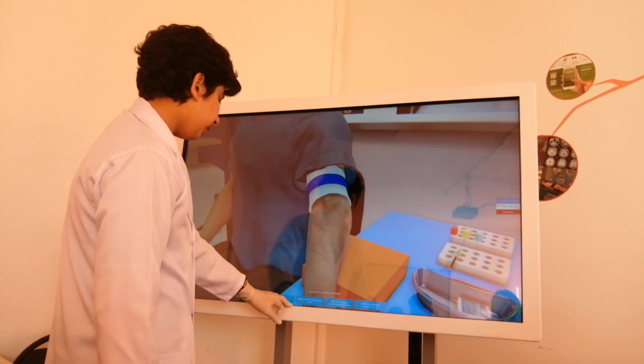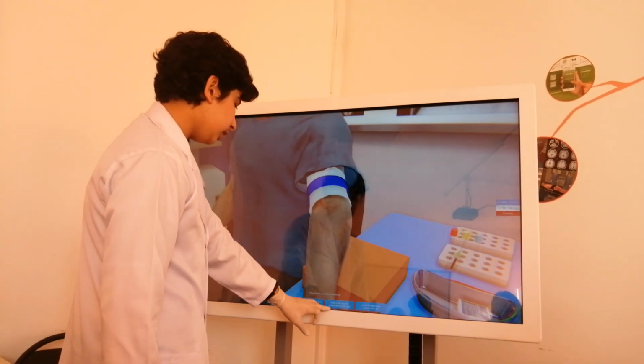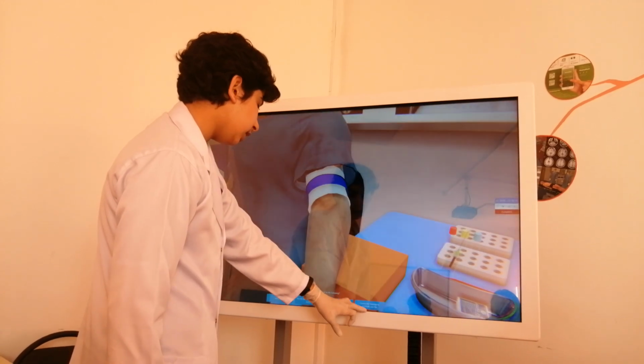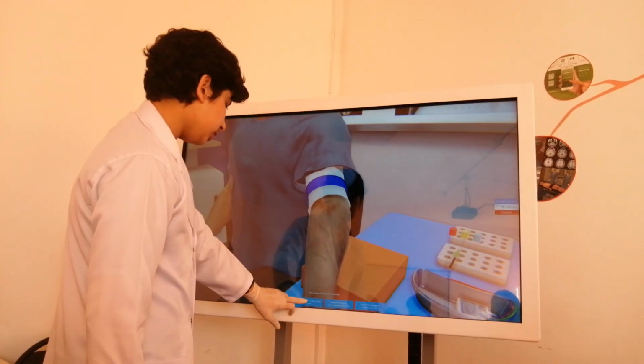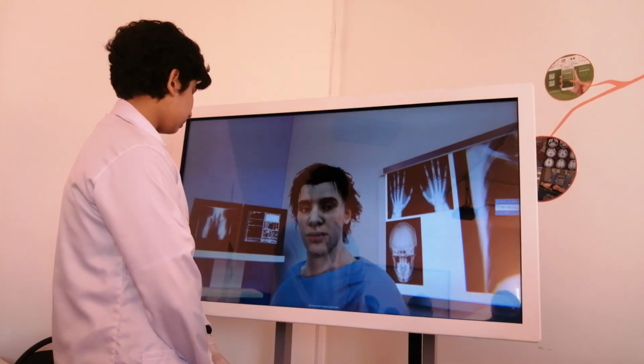Vein puncture. Ask the patient to take a deep breath. Make a few wiggling movements with the tube. Loosen the tourniquet, unclench your fist. Ask the patient to take a deep breath.